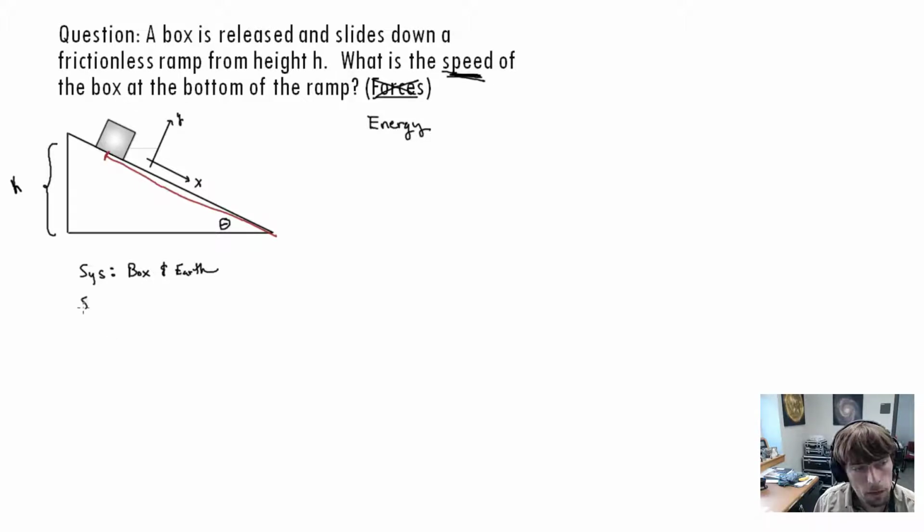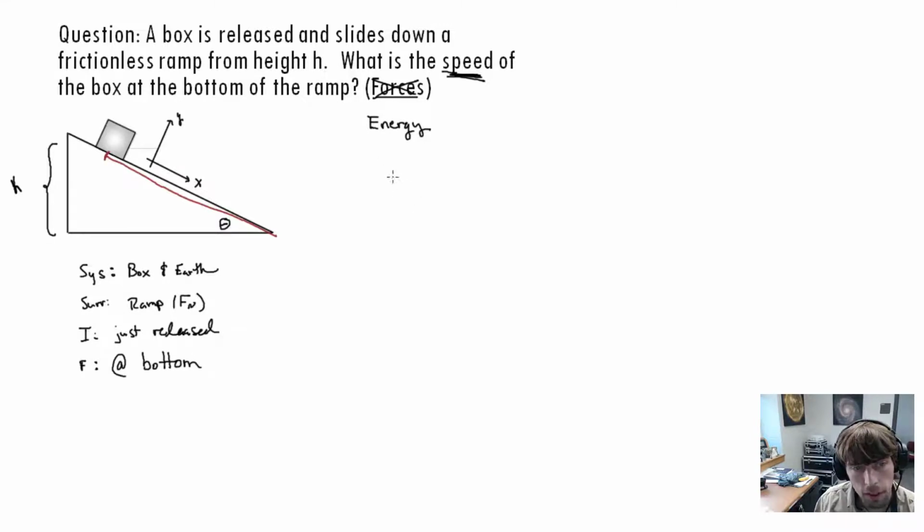Surroundings? Just the ramp, and I'll put the normal force, FN, in here. Initial state, I'll say just released. Final state is at the bottom. And we'll go at it.